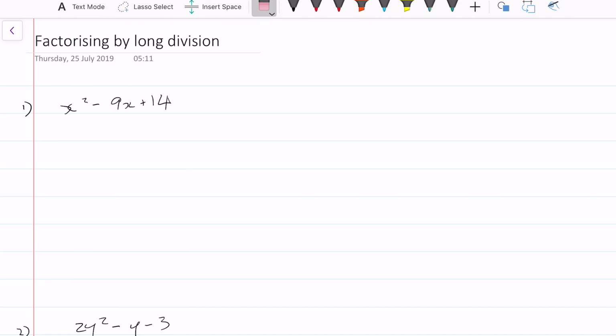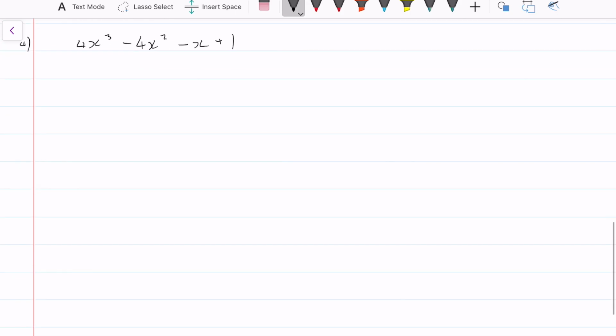Okay, welcome to this tutorial on factorizing. There's two main ways of factorizing. The first one is by long division and the second way is by inspection, which I'll go through in the next video, but for now we're going to do some examples on factorizing by long division.